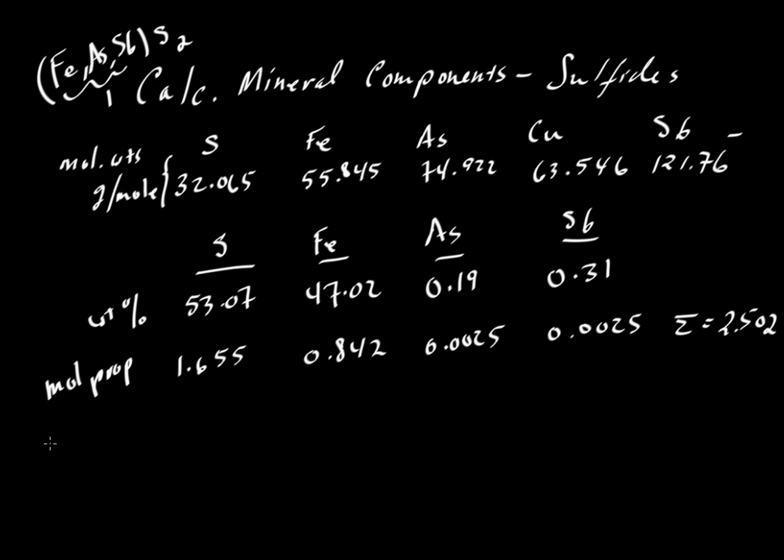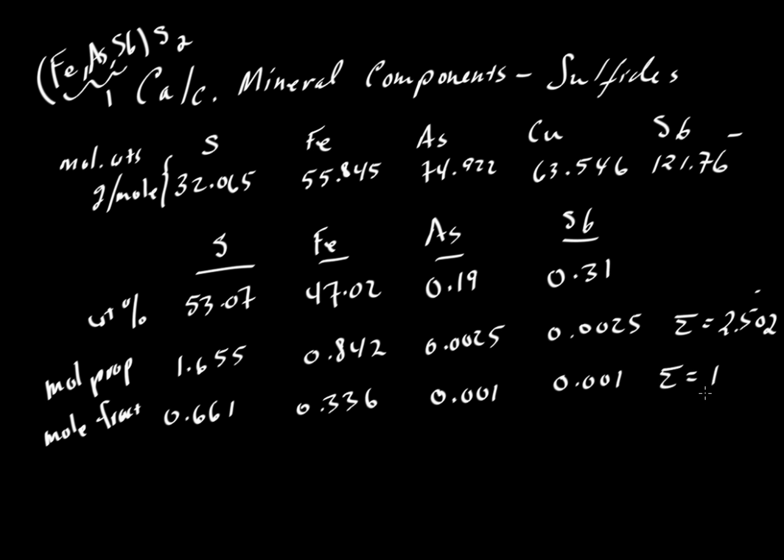And these things together would sum to about 2.502. And we're going to convert these into a mole fraction. To get them into a mole fraction, we're going to renormalize by this sum here. So all of these will be divided by 2.502. When we do that, for sulfur, we get 0.661. And then for iron, 0.336. And then 0.001 each for arsenic and antimony. So all of these are going to sum to 1.